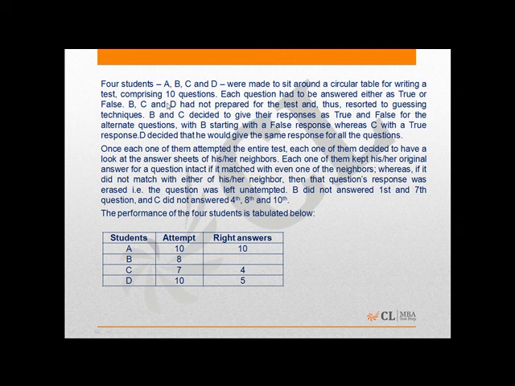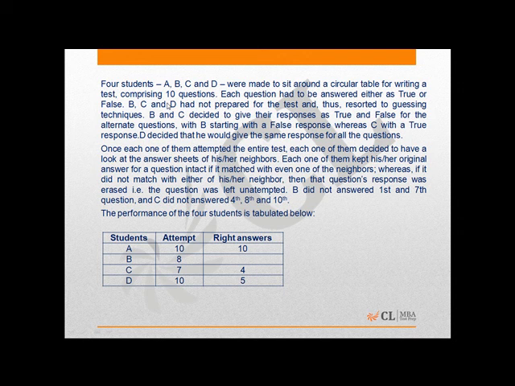Four students A, B, C, and D were made to sit around a circular table and write a test. There were 10 questions, and B, C, D were not prepared for the test, so they decided to attempt alternate questions by just judging the question.